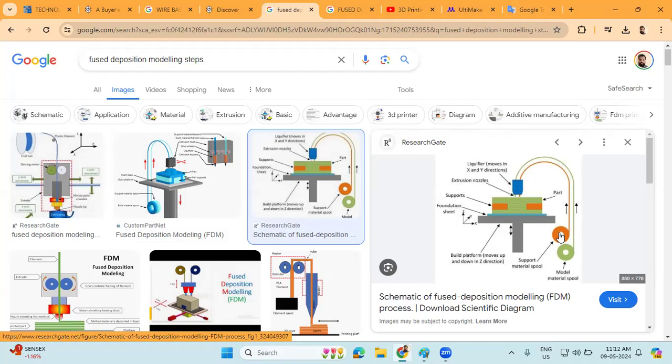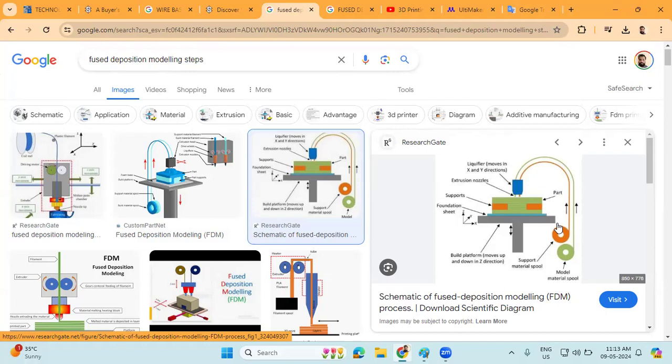So during the building process, buffer layers are deposited, which are used to ensure that the part adheres to the build plate. After that, the main material is deposited layer by layer. So this green color is representing the main material. This process continues until the part is complete.